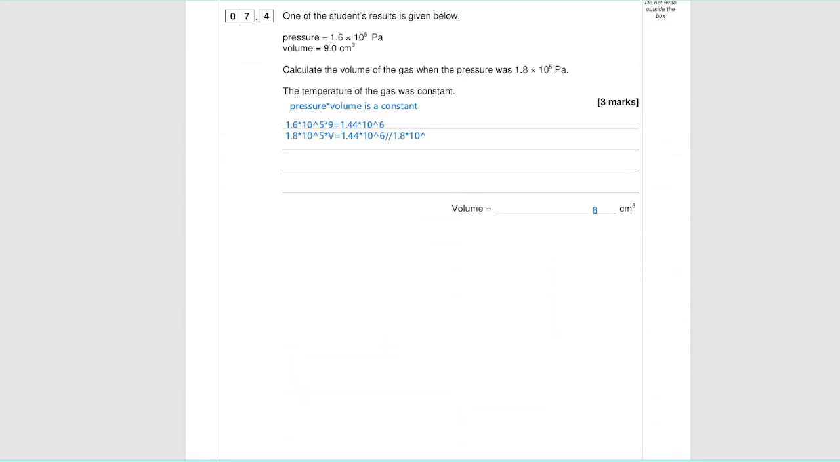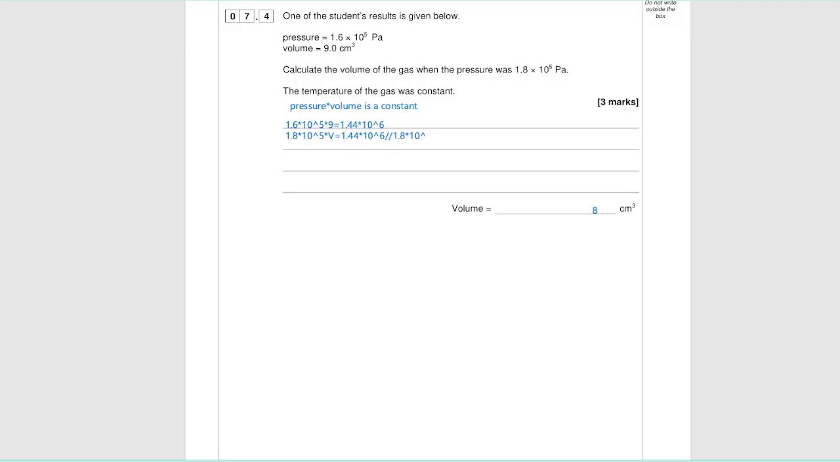7.4. One of the students' results is given below. A pressure equals 1.6 times 10 to the 5 pascals, and a volume equals 9 centimeters cubed. Calculate the volume of the gas when the pressure was 1.8 times 10 to the 5 pascals. The temperature of the gas was constant. And you know that pressure times volume is a constant. So if you do 1.6 times 10 to the 5 times 9, you get 1.44 times 10 to the power 6.